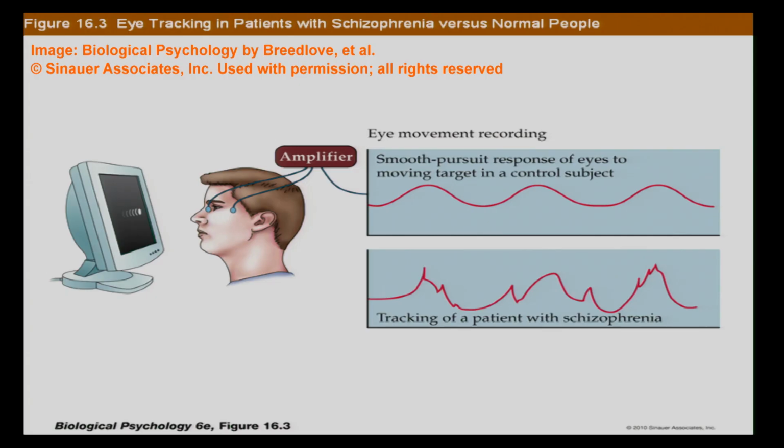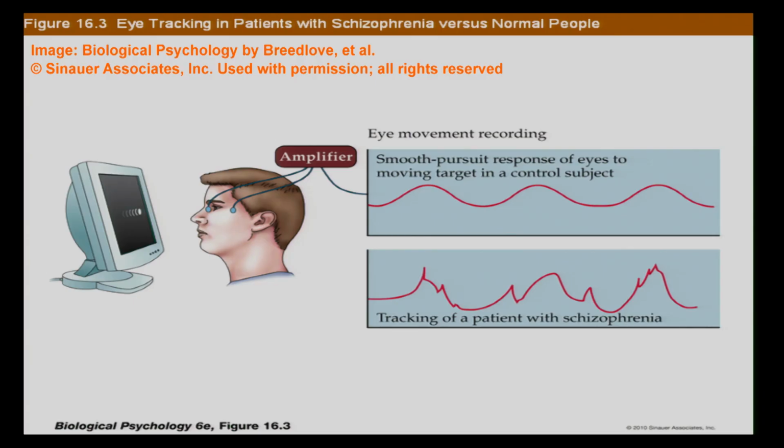Behavioral aspects: what other kind of clues are there to understand what might be wrong in schizophrenia? One is eye movement recordings. You and I, when looking at a dot going back and forth on the screen, can follow that dot very well and very smoothly with our eyes. That's called smooth pursuit eye movement.